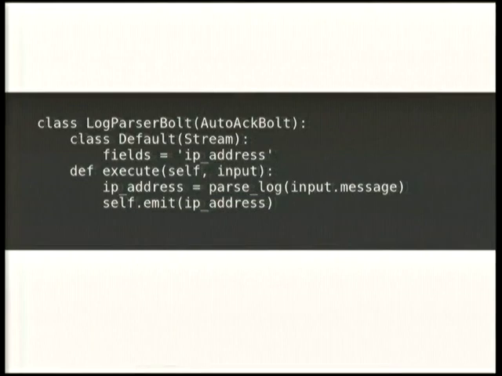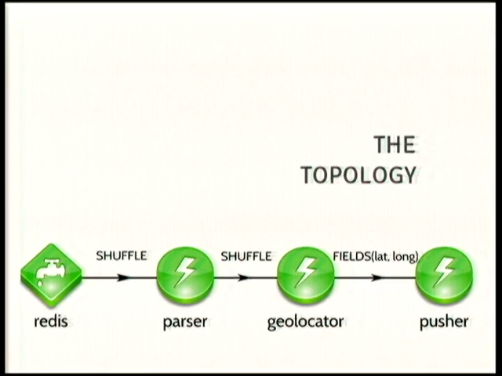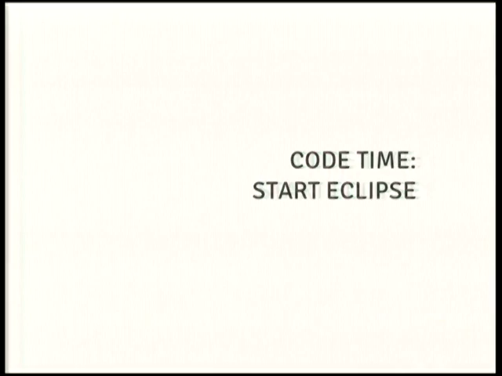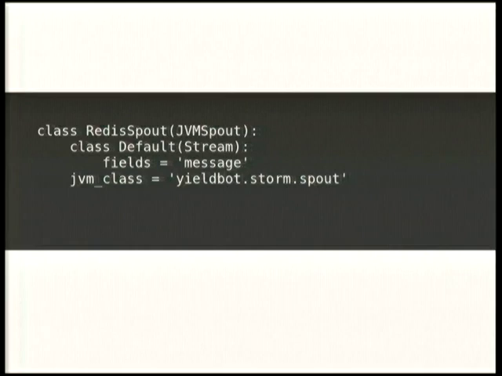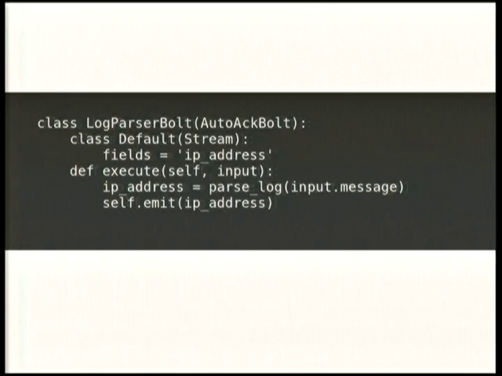Let me step back for a second. Okay, here's what we're building, right? We have the Redis spout, we go to the parser, we go to the geolocator, we go to the pusher. You got that? Okay. So we've got our Redis spout. It's defined in Java, so we don't have to do very much. The next one, we defined ourselves. Oh wait, look, we still don't have to do very much.